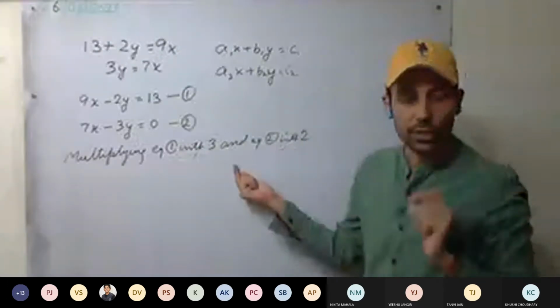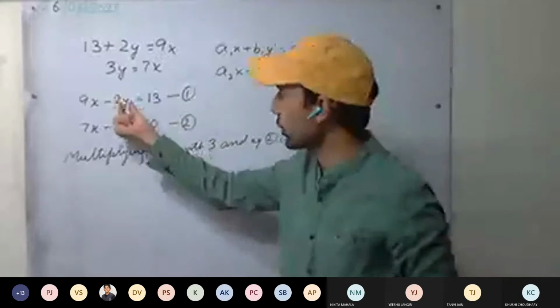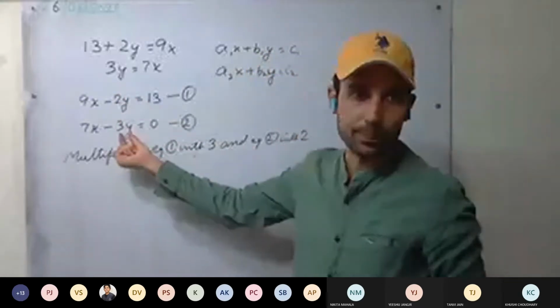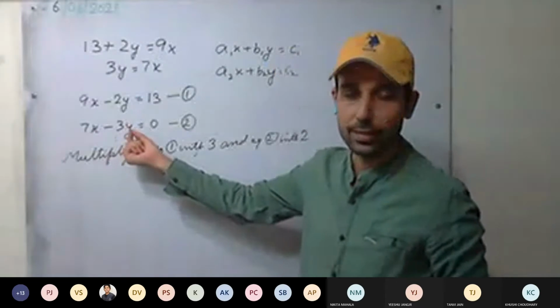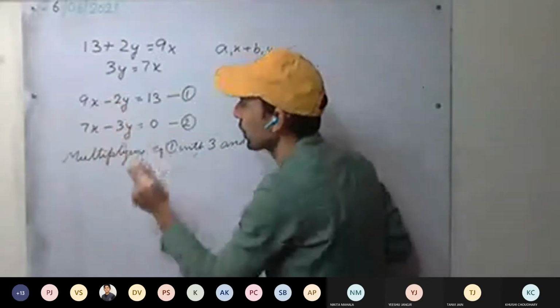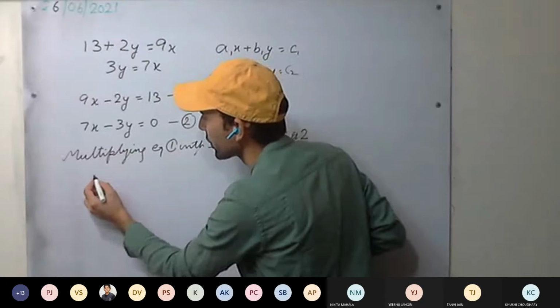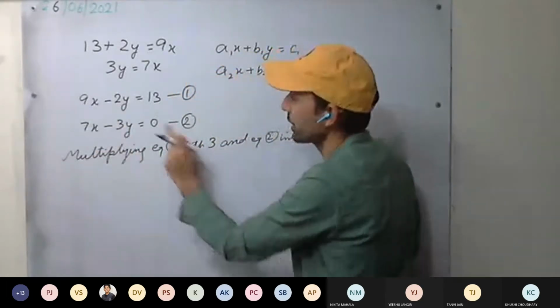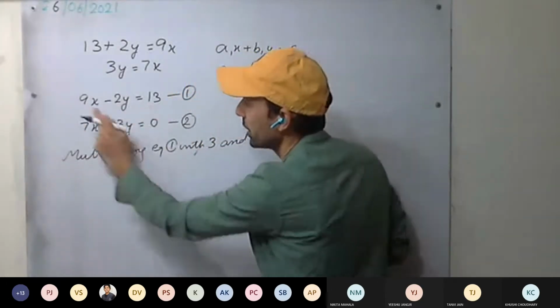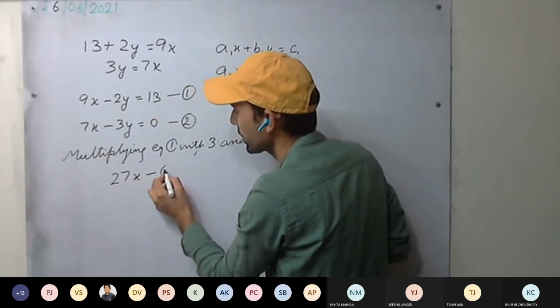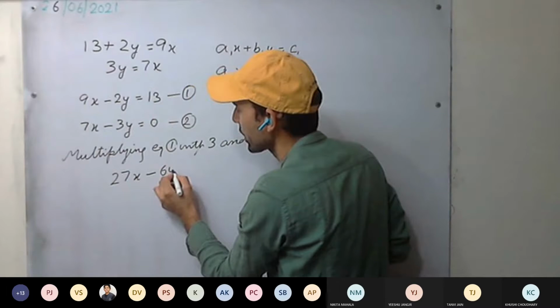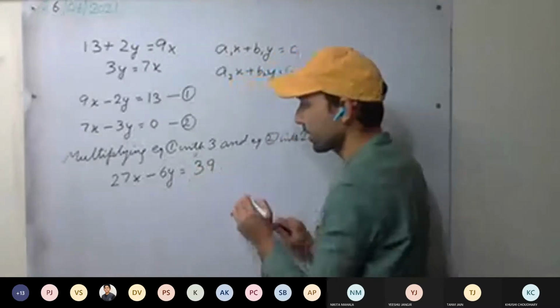This is clear. So what we are going to do is make the coefficients of y the same. The first equation we are multiplying by 3, the whole equation multiplied with 3. So it will be 27x minus 6y equal to 39.